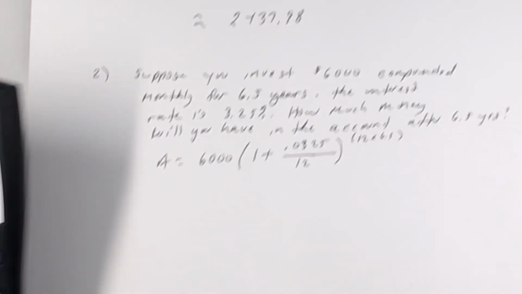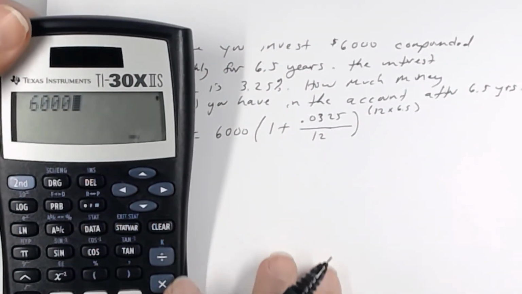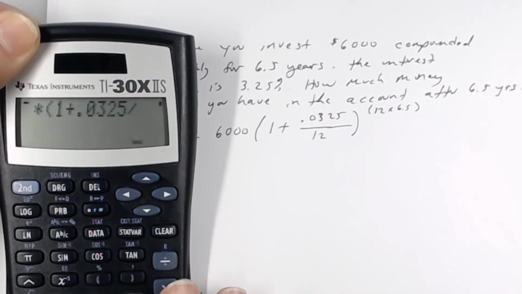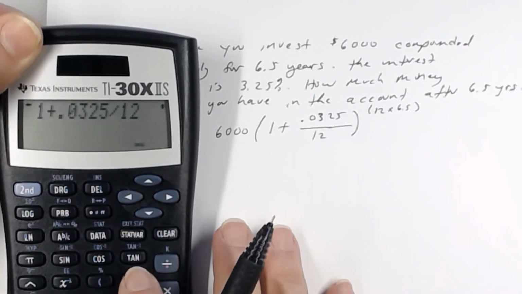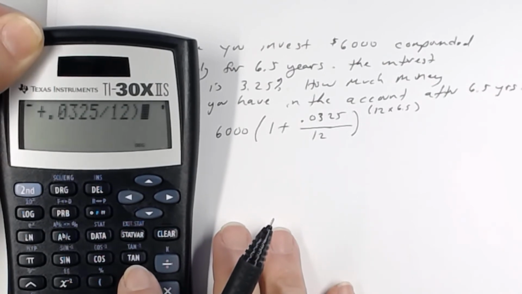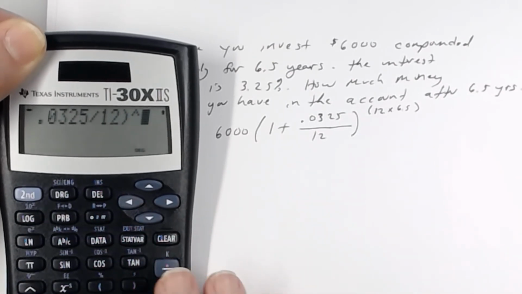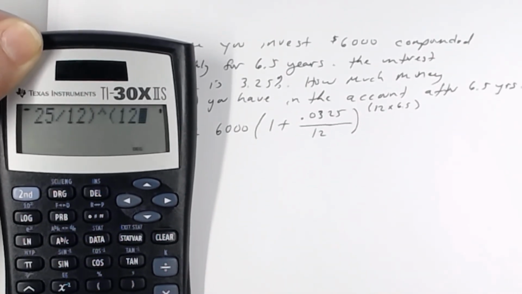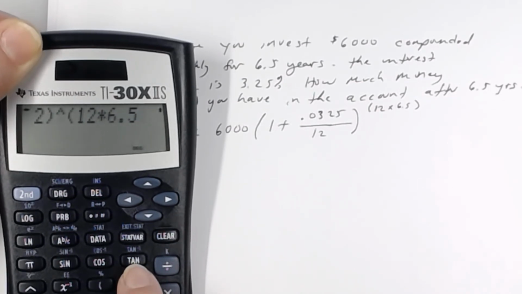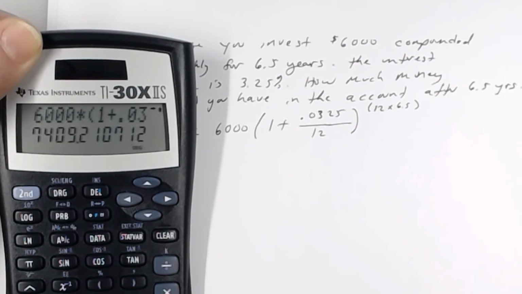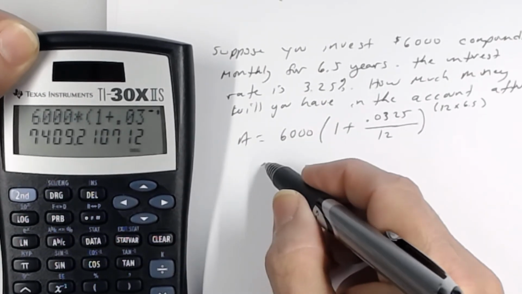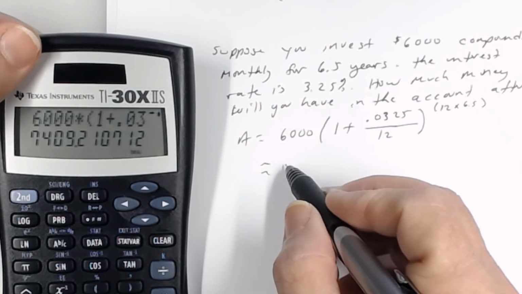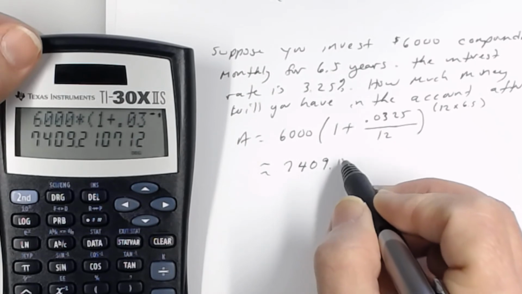All right, let's put that in a calculator. On your calculator, you're going to say 6,000 times, parentheses, 1 plus 0.0325 divided by 12. Close the parentheses. Now I'm going to raise it, and then put parentheses. For that exponent, what do I type in? 12 times 6.5. Don't forget to close it, and then press equal. So the amount after 6.5 years, and remember we're talking about money, so always round to the nearest hundredth, is $7,409.21.